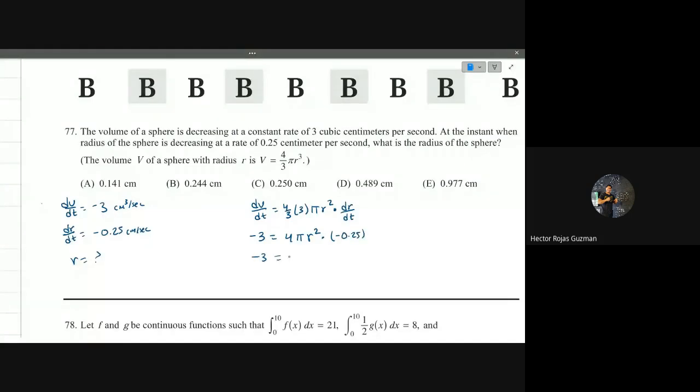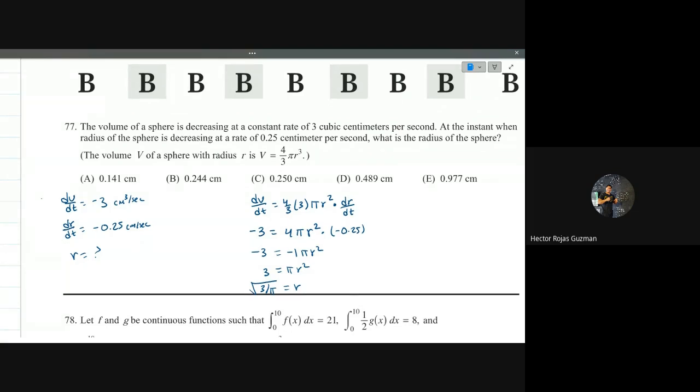All right, let's go ahead and solve for r. 4 times negative 0.25 is negative 1. Divide by a negative. Divide by pi. And square root it. All right, so there it is. There's the first answer that I'm not going to be able to do because I don't have my calculator with me. But you guys do. So go ahead and figure it out.